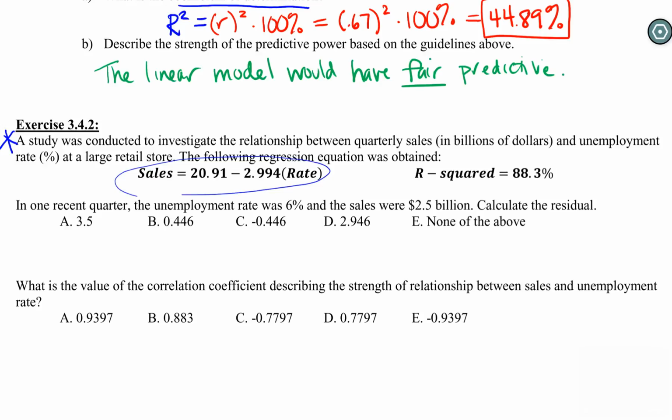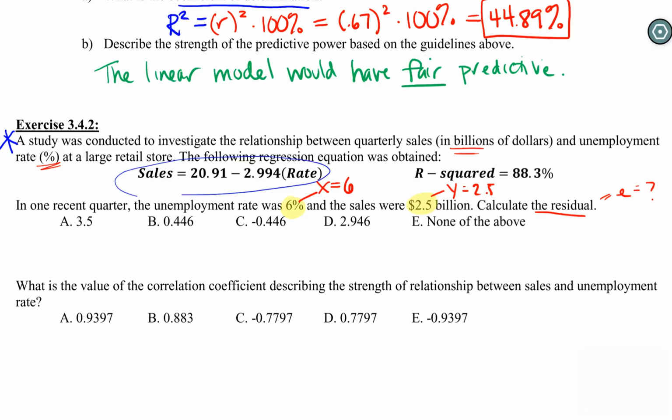Our first question tells us unemployment rate was 6% and sales worth 2.5 billion. Calculate your residual. So we're back to stuff from 3.3. We know the unemployment rate is our x. You do not need to make this 0.06 because remember, it's already given as a percent. And your y, your actual sales, are 2.5 billion. And again, units are billions of dollars, so no need to add a bunch of zeros on the end of that. And we want to calculate the residual. So what is our e?